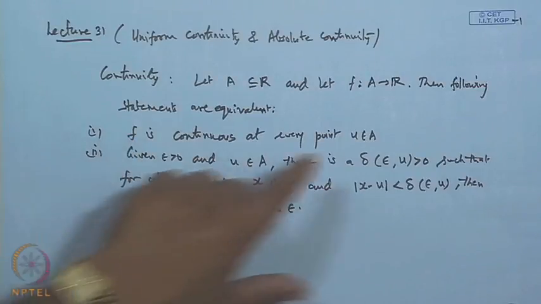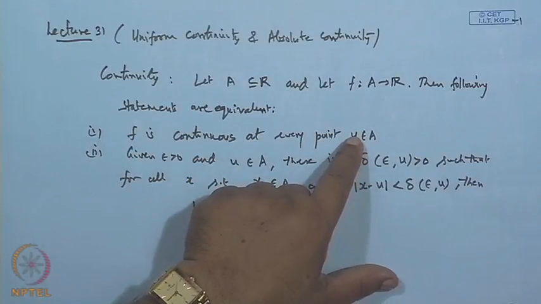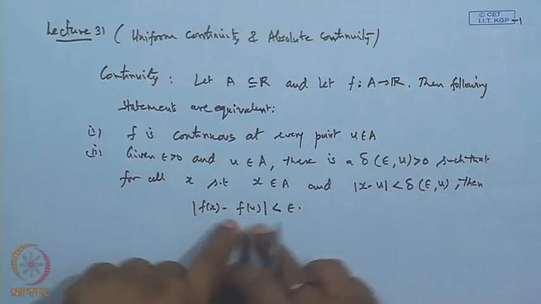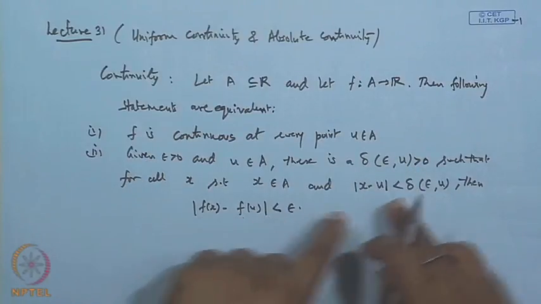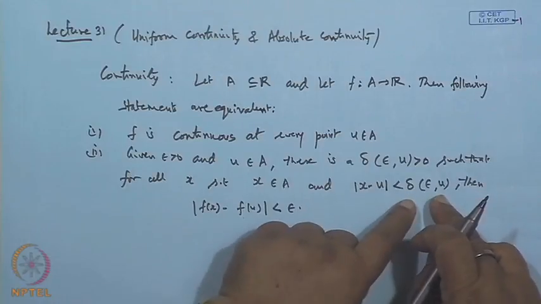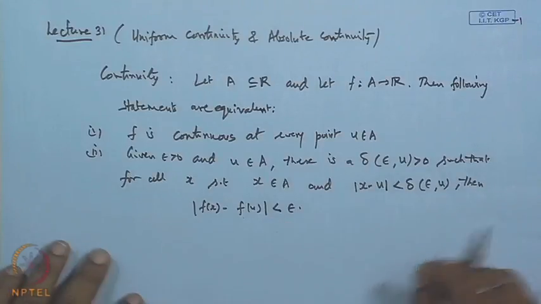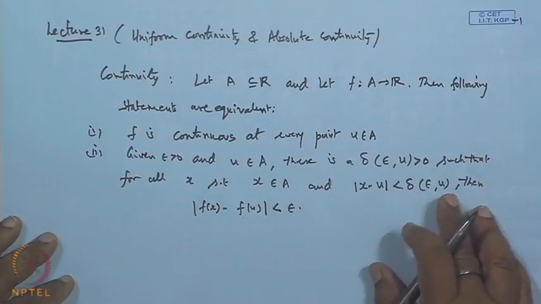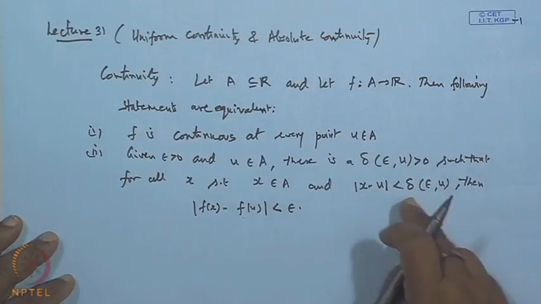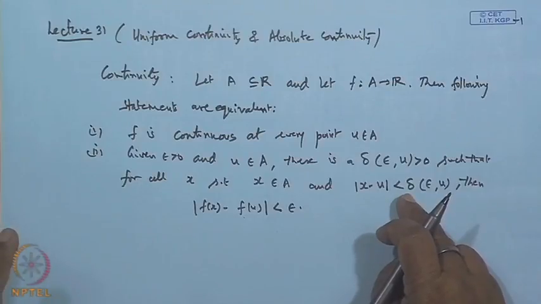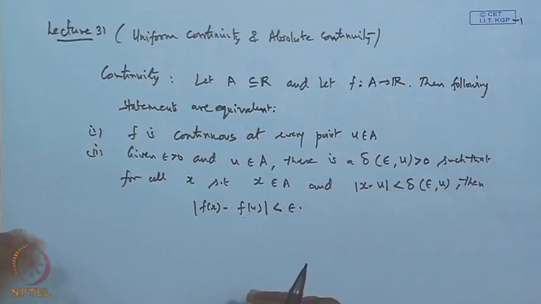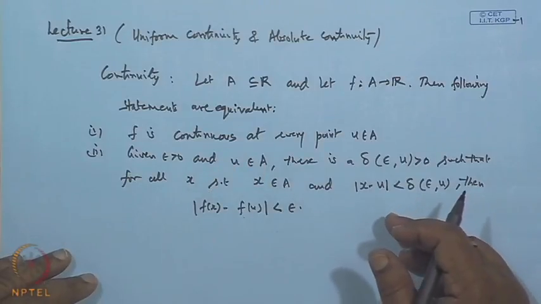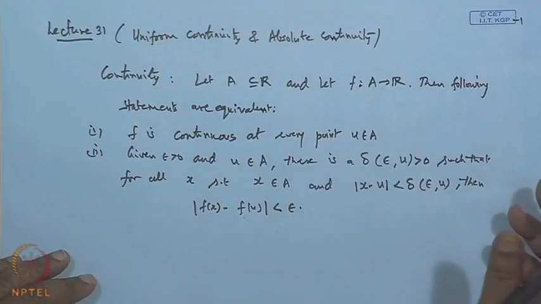A function is continuous at a point u if for a given epsilon there exists a delta such that mod of f(x) minus f(u) is less than epsilon whenever mod of x minus u is less than delta. And here we have seen that this delta depends on the point. If I change the point, correspondingly delta will change. So, what does this show? This shows the function f changes its behavior when the point changes.